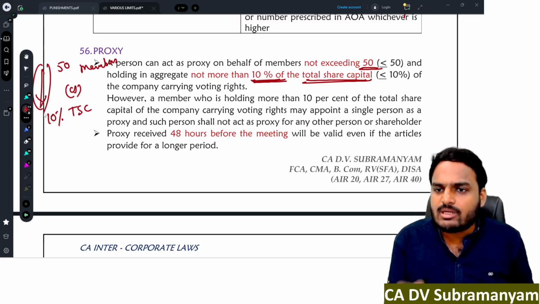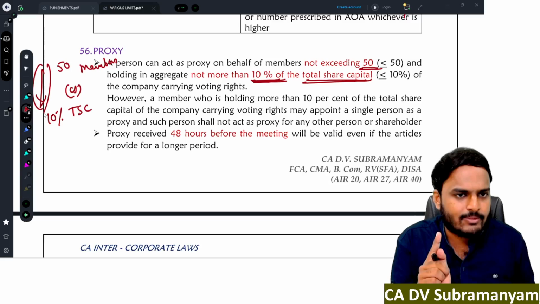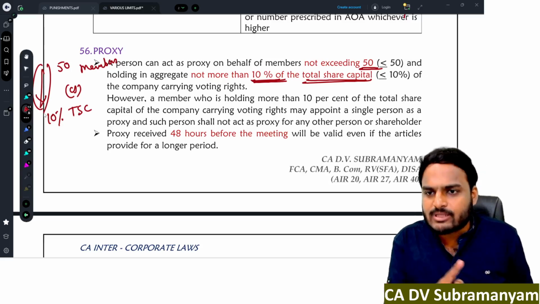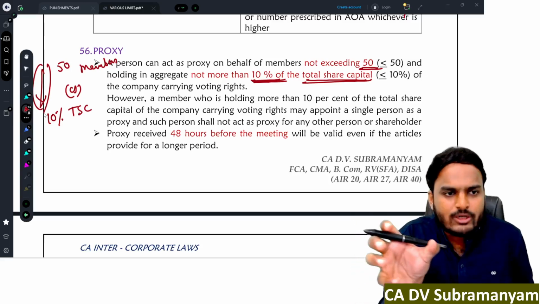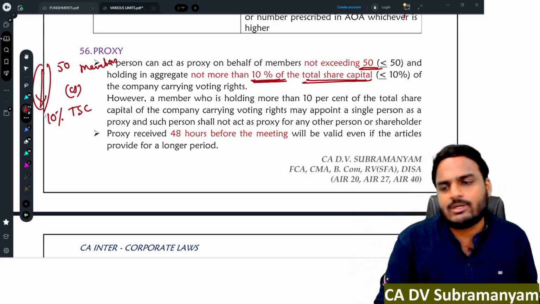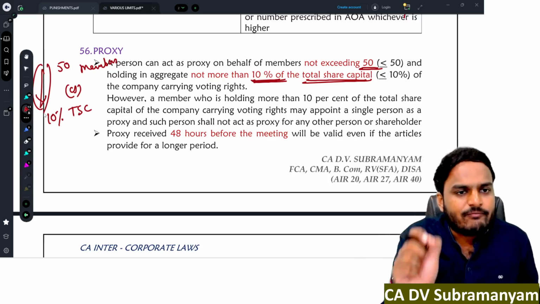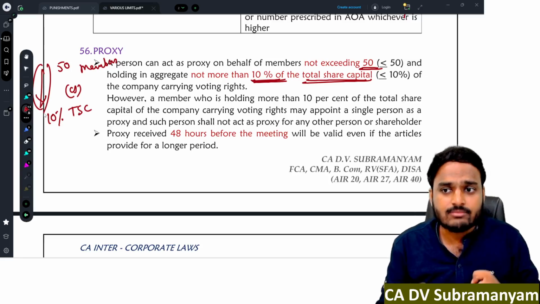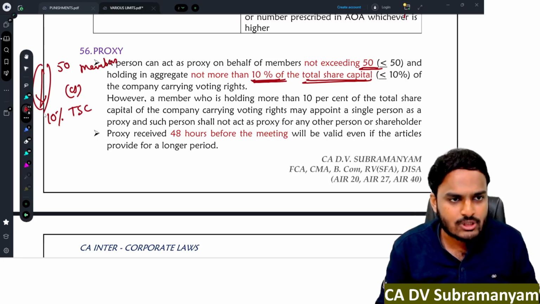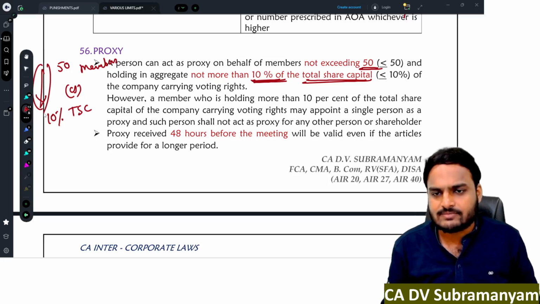Suppose each and every member is holding 1% of total share capital. Now a single person, a proxy, can represent a maximum of 10 persons. Why? Ten persons together hold 10% of total share capital. You can't apply 50 in that case. In terms of number of members, 50. In terms of total share capital, 10% of total share capital, whichever is less.